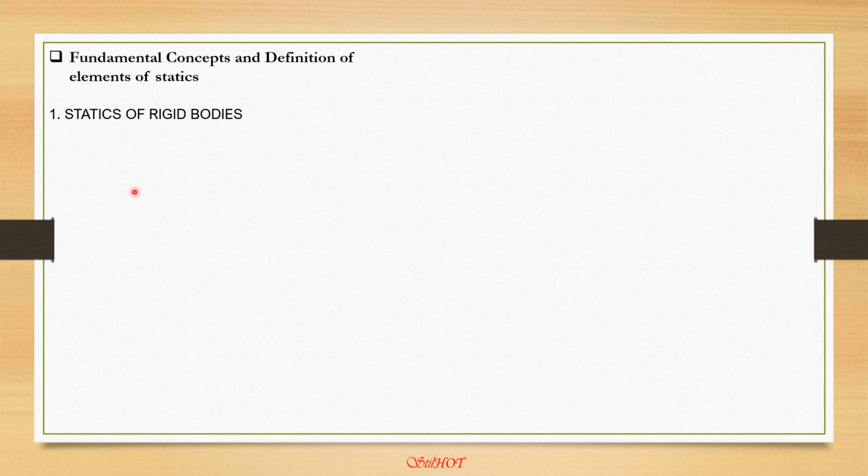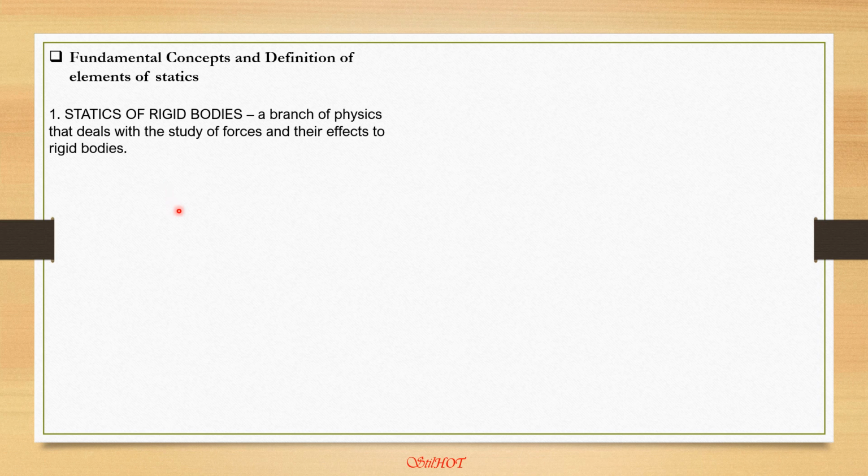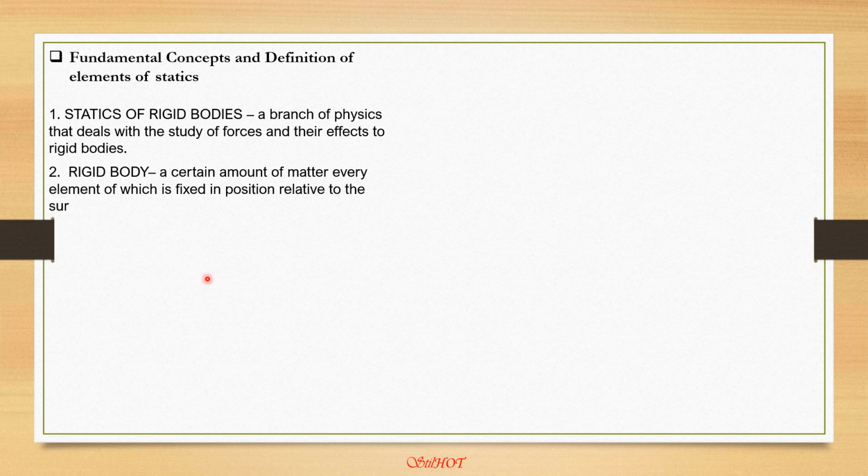So let's have first the fundamentals of statics, or in particular mechanics. First, let's define some terminologies here. Statics of rigid bodies is a branch of physics that deals with the study of forces and their effects to rigid bodies. A rigid body is a certain amount of matter, every element of which is fixed in position relative to the surrounding neighboring elements. So that's the definition of a rigid body in statics.